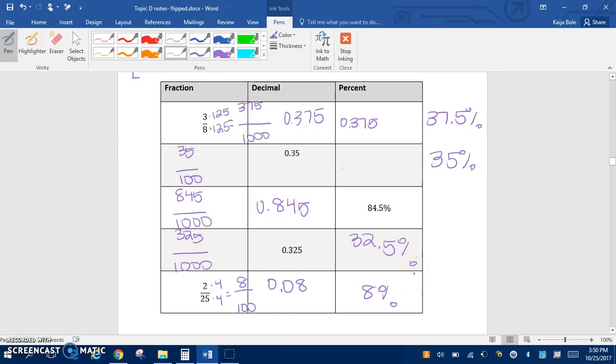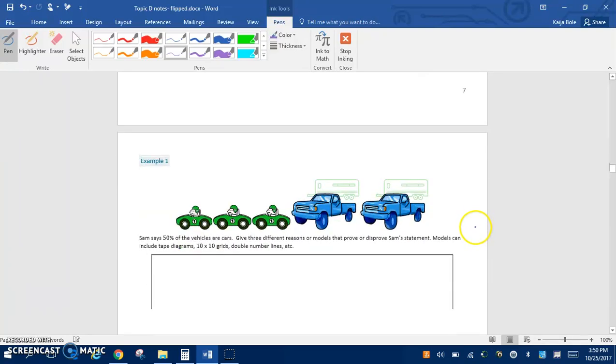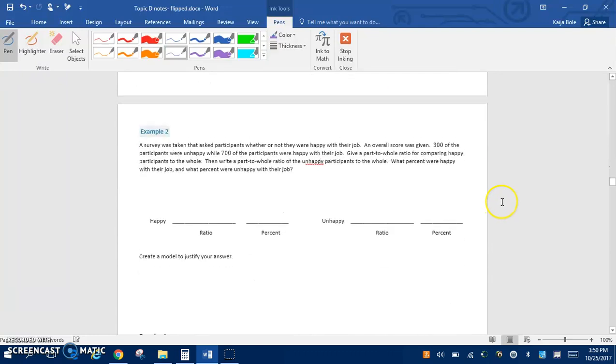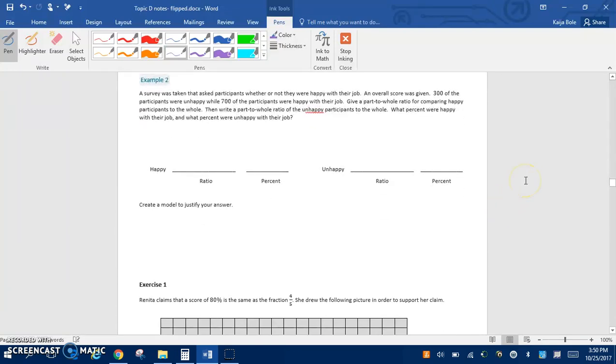Alright, so remember, all those bold things at the top, those are important things to remember as you're going back and forth. Okay, we are going to skip page 8 for now, so I want you to keep going on to page 9. We're going to look at example 2.